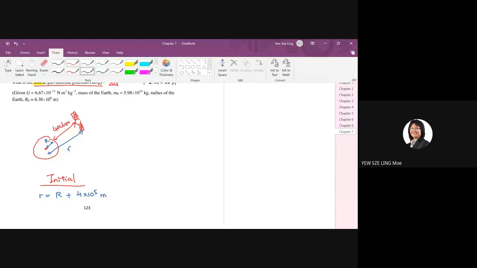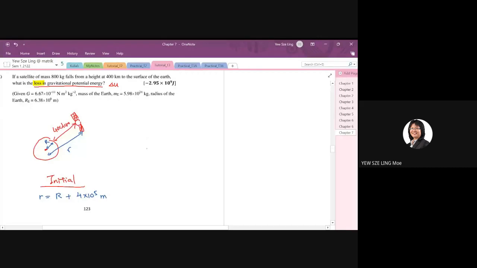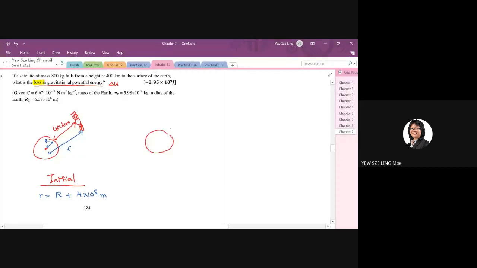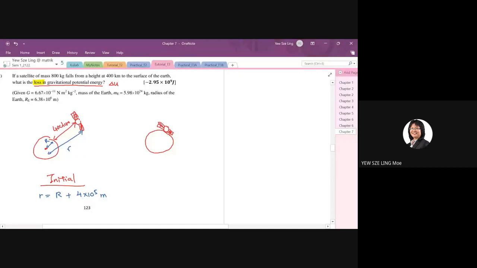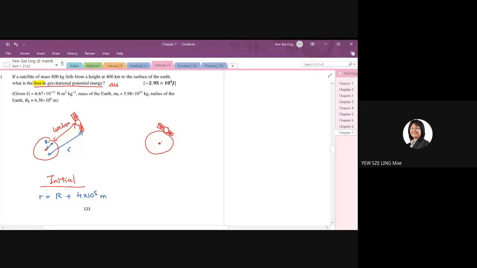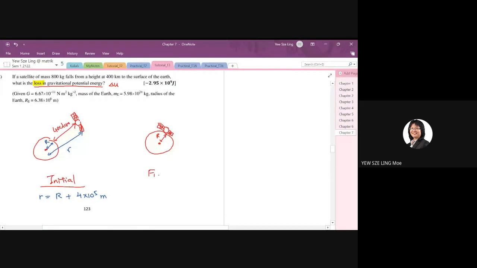All right, the satellite drops. So now you still have the Earth, and now your satellite drops to the surface of the Earth. So what does it mean then? Now it means the radius or the distance, the R that you're going to use, is just the radius of the Earth. All right, so this is the final position.